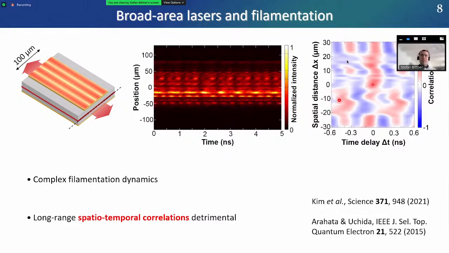The important consequence of that are long-range spatiotemporal correlations. Here you see the spatiotemporal correlation function as a function of time delay and spatial separation. And you can see that apart from the center at zero delay, there are also significant correlations in space and also in time. And that is, of course, prohibitive for using them as a random number generator.